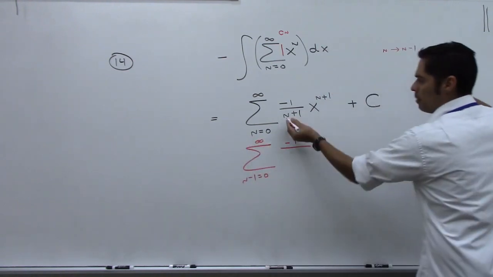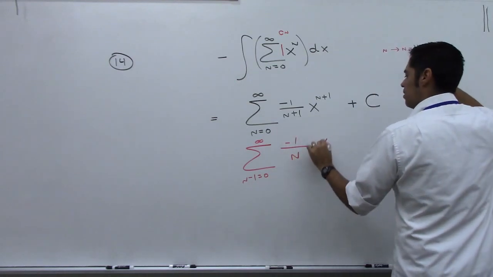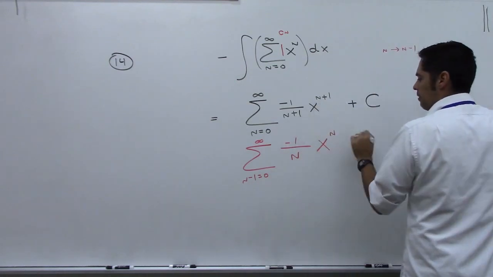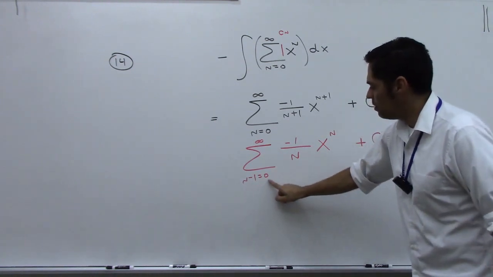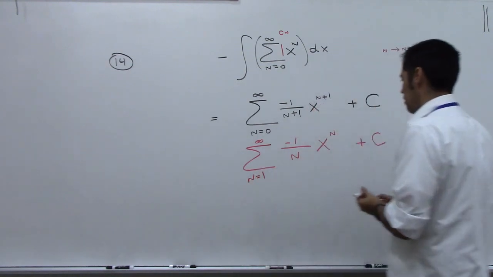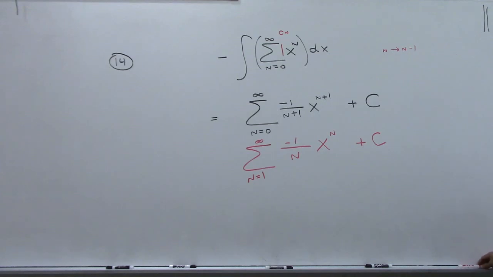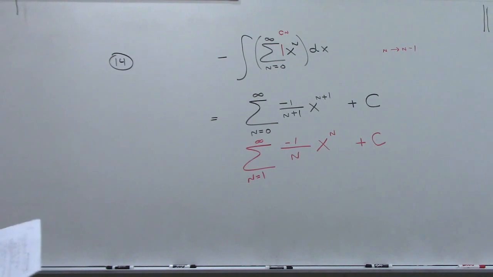Negative 1 over, replace that n with n minus 1. So it's n minus 1 plus 1 is n. X to the n minus 1 plus 1 is n. And then, of course, I still have a constant. And then when you move this, add 1 to both sides, you get n is 1 here. So that would be the power series that represents the natural log of 1 minus x. Okay, negative, let me just make sure I've got everything going here.